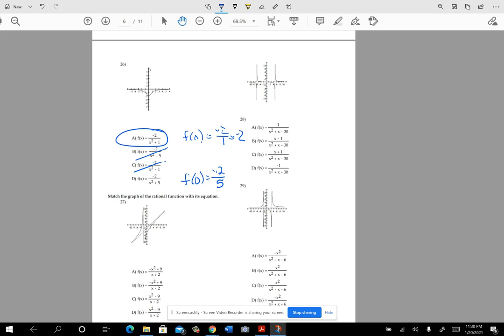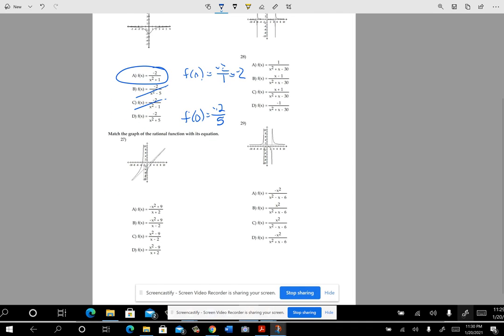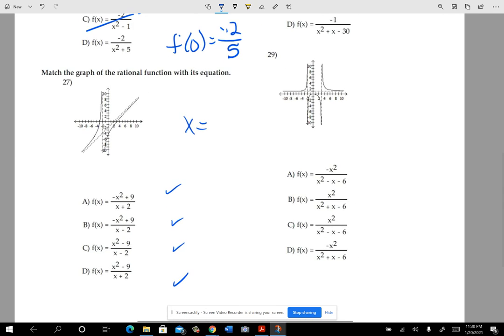Okay. All right, let's look at 27. 27 has a slant asymptote, so the degree on top is 1 more. Okay, which is true here, here, here, and here. So that fits all of them. Now vertical asymptote at x equals -2 would correspond to a factor of x plus 2 having to be in the denominator. So that eliminates these guys.